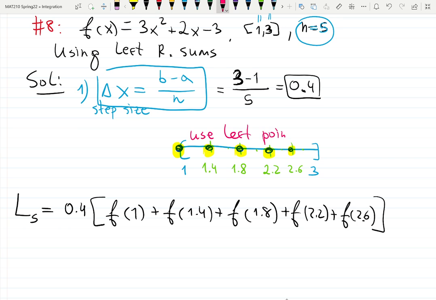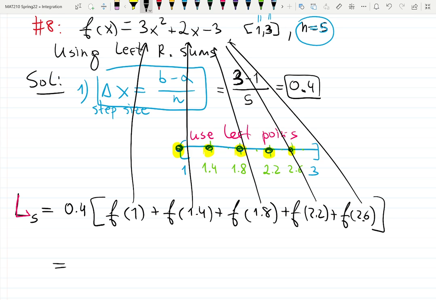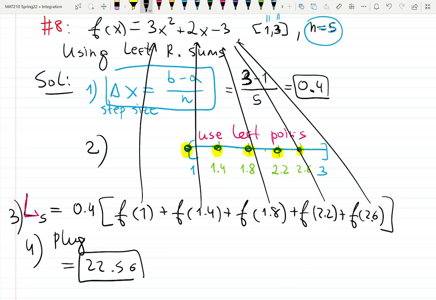For the left sum, now you plug these into the original equation using your calculator. Plug, plug, plug, and plug. And you get the number. So it's going to be 0.4 times 2 plus 5.68 and so on, simplifying to a number. So step 1, find delta x. Step 2, understand which points to use. Step 3, build your left sum or right sum. Step 4, plug values into f, the original function given, and calculate, and you will have a finite number.